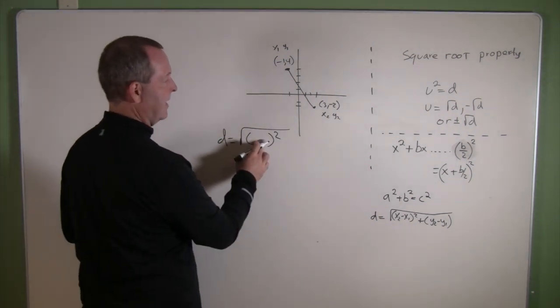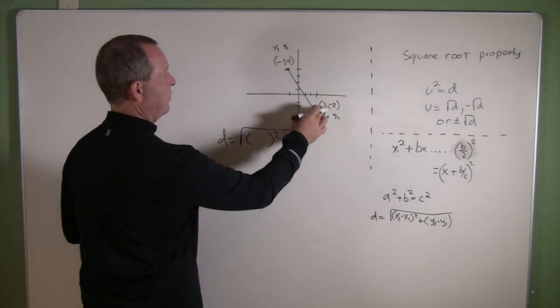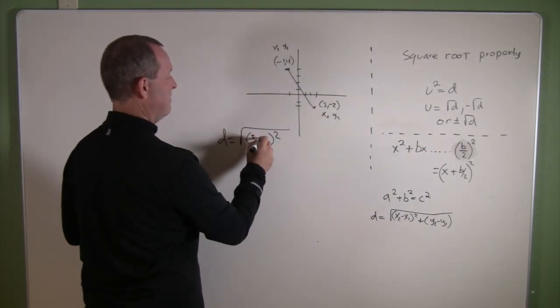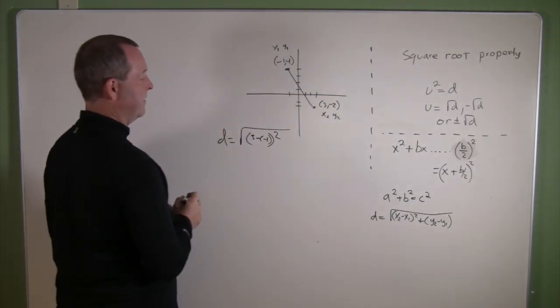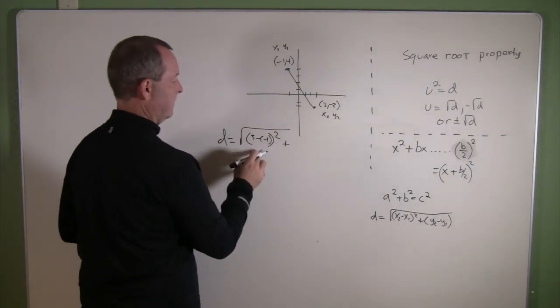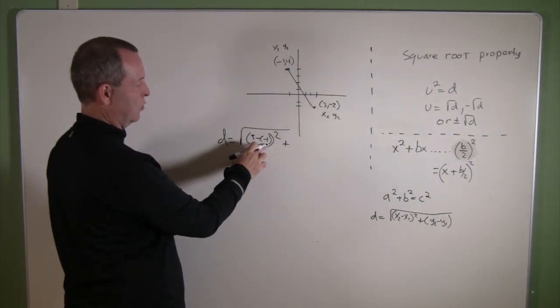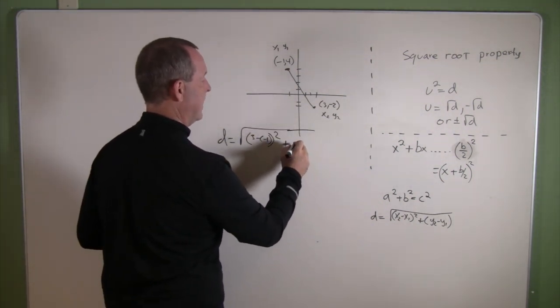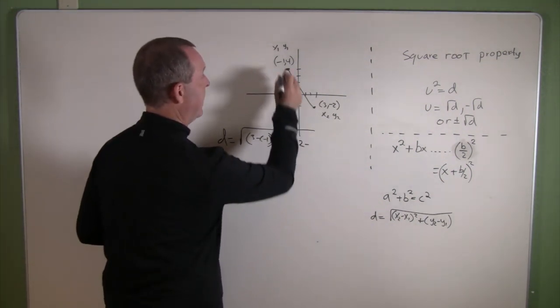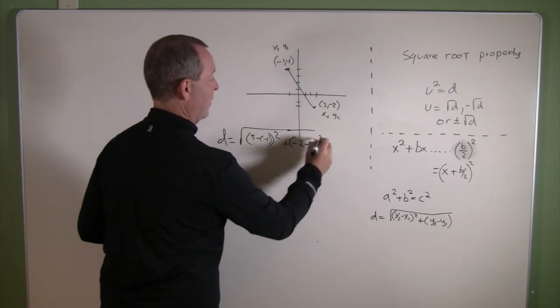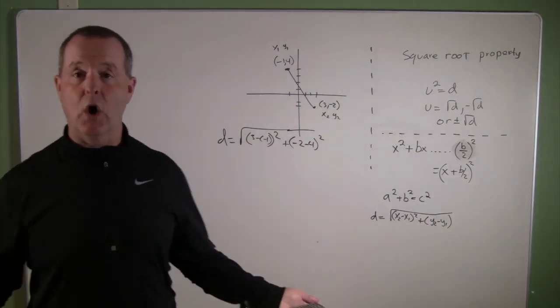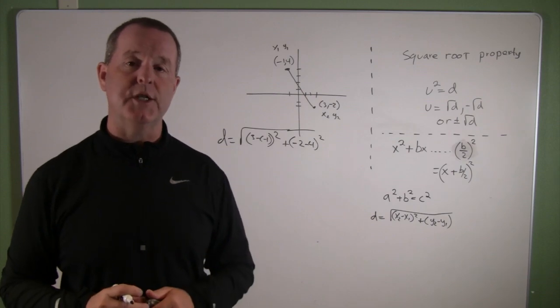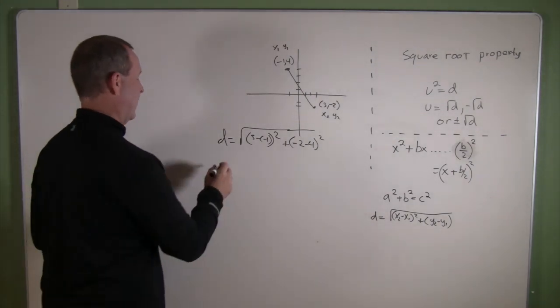So x2 minus x1. So 3 minus a -1. And remember, it's the entire -1 that I'm subtracting. And then I have a y2 minus y1, which is a -2 minus a 4, squared. Plugged in all my unknowns. It's just a matter of just crunching it out diligently and correctly.